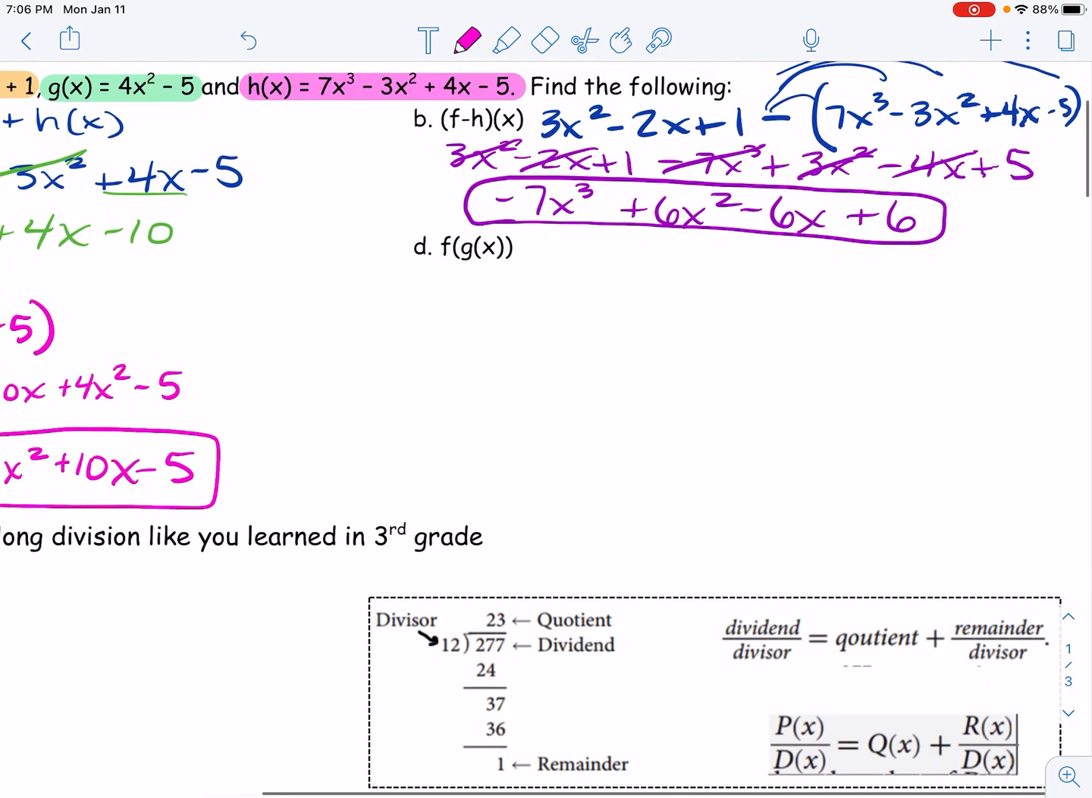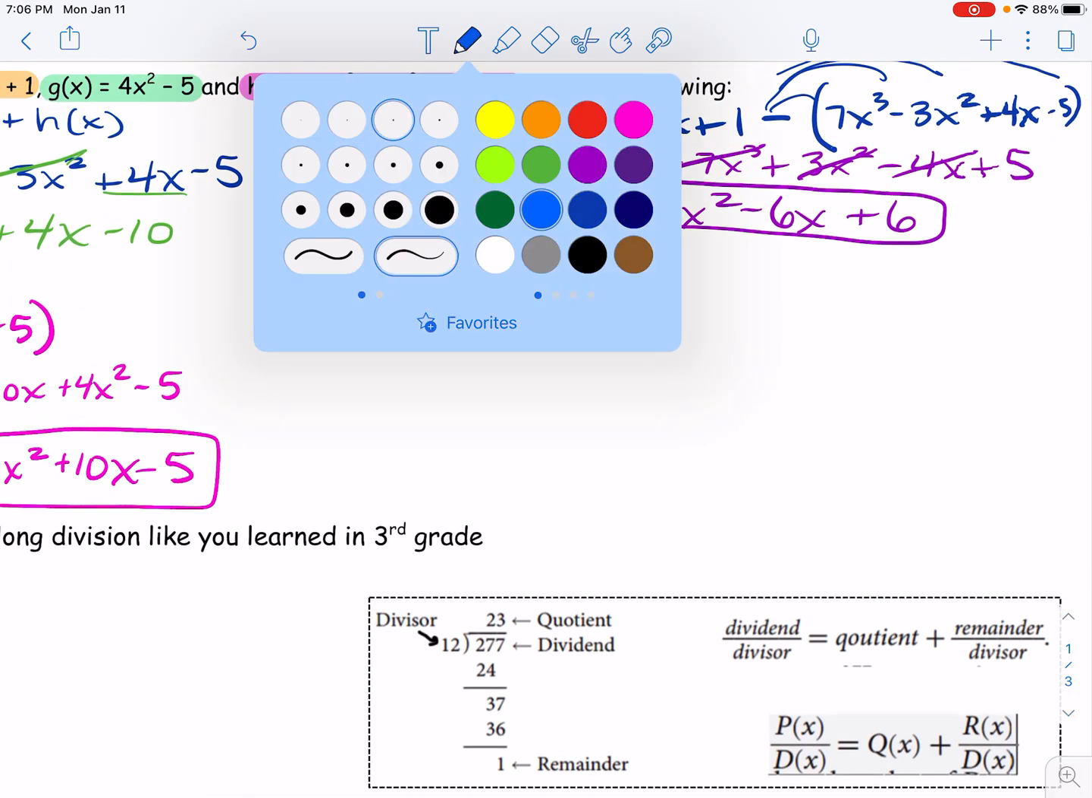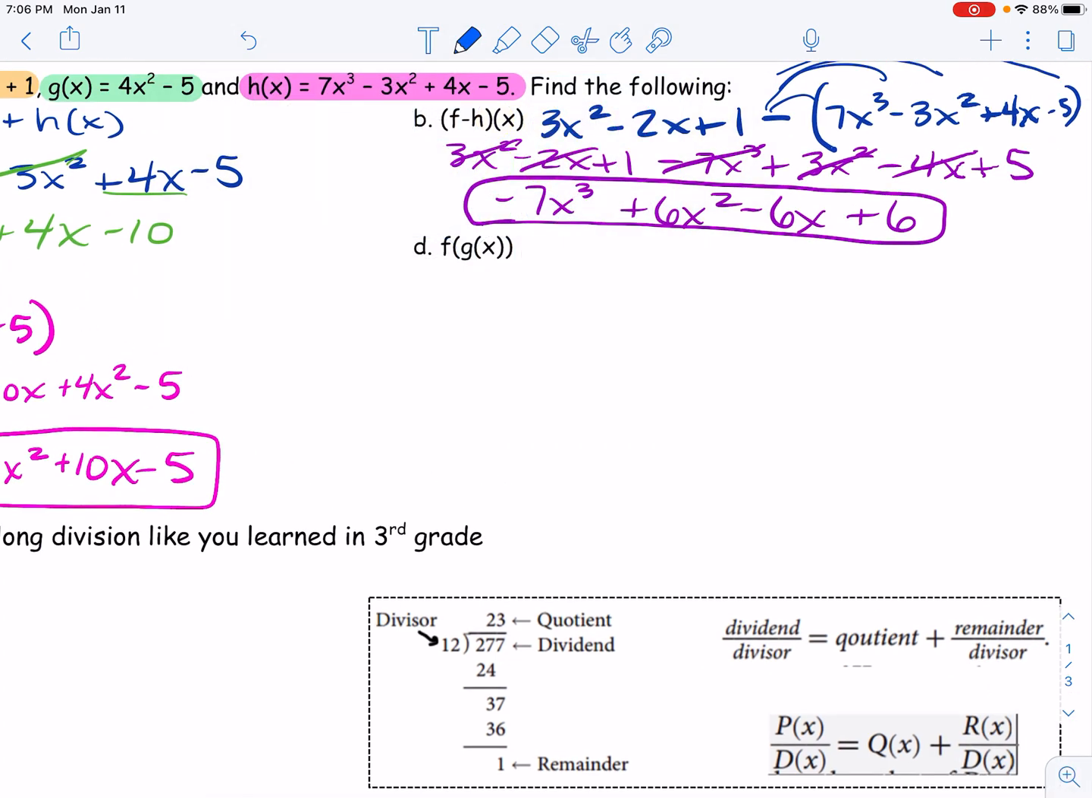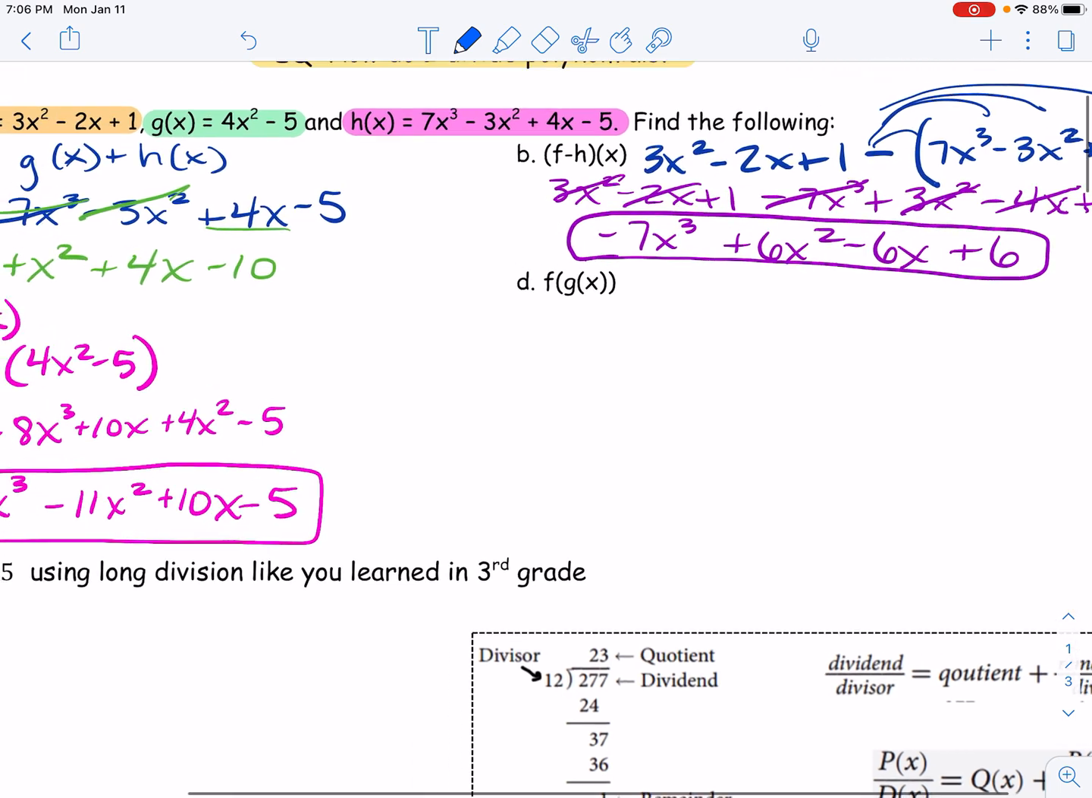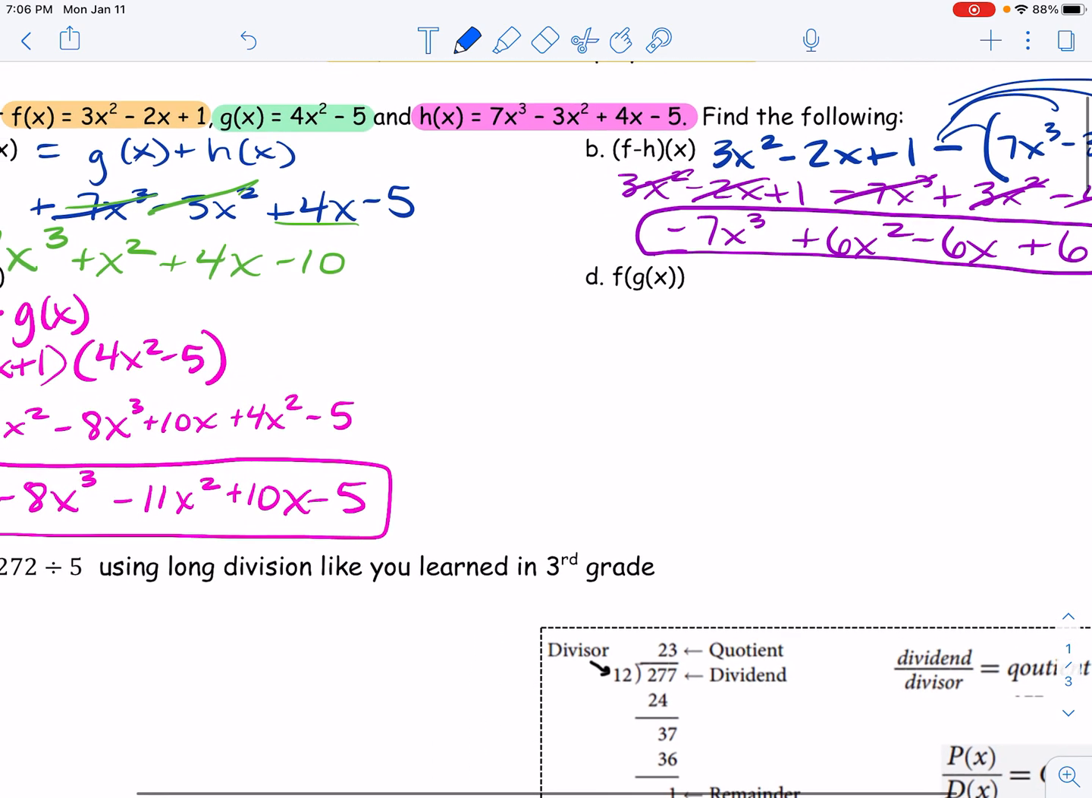All right, and lastly is our composition. So g of x is going inside. That is the input to our f of x function. So I start with my f of x function, and everywhere I see an x, I'm going to replace it with g of x, that entire function.